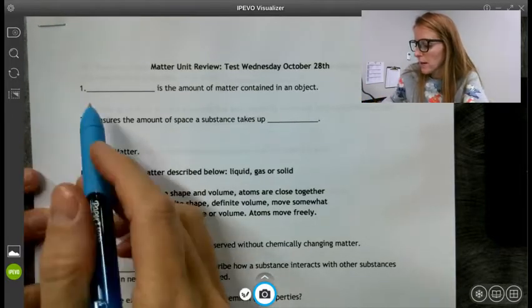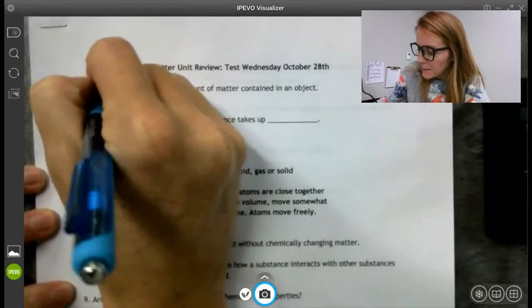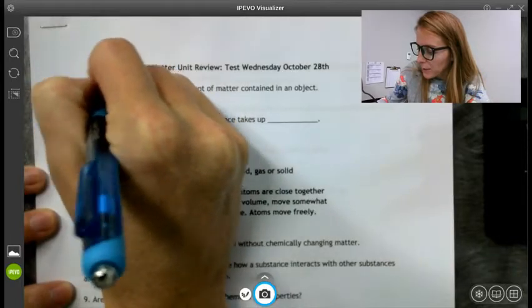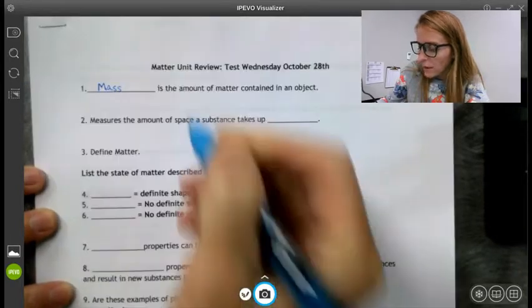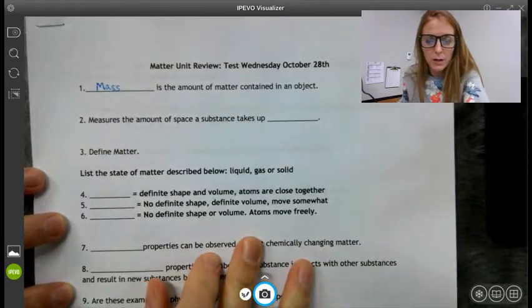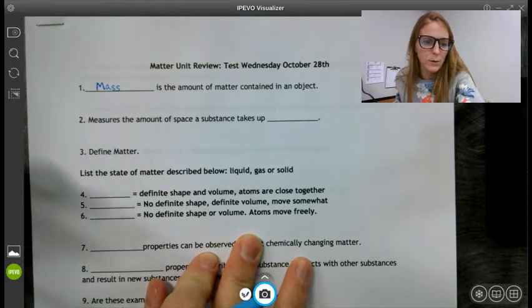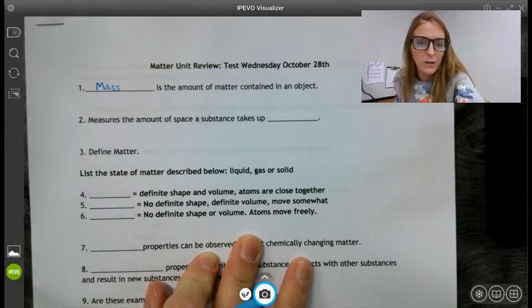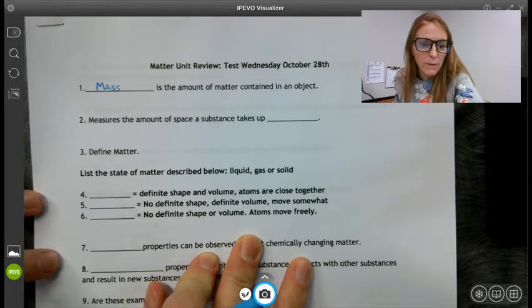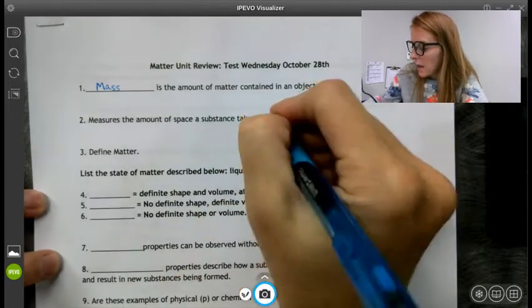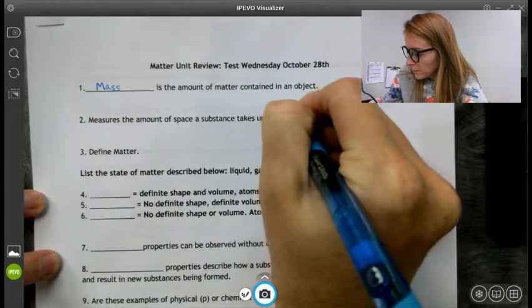So the first one is math. Some of these may look familiar because these were on another review sheet that you've had before. So I've used some of the same questions because the test will have some of those questions from your quiz as well. So mass is the amount of matter contained in an object. Measures the amount of space a substance takes up is volume.